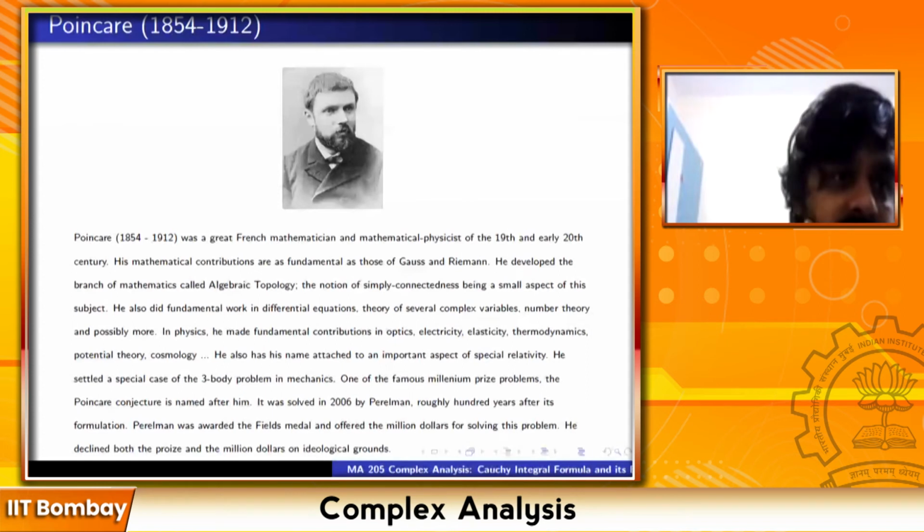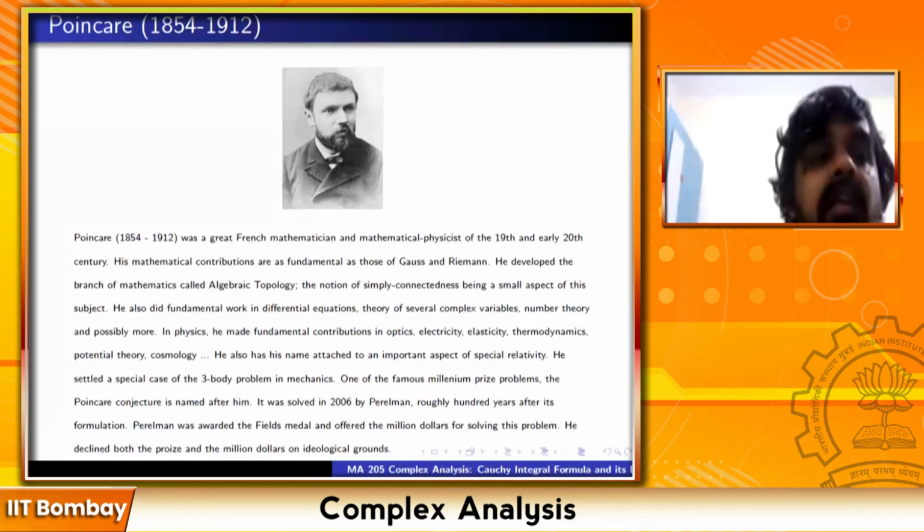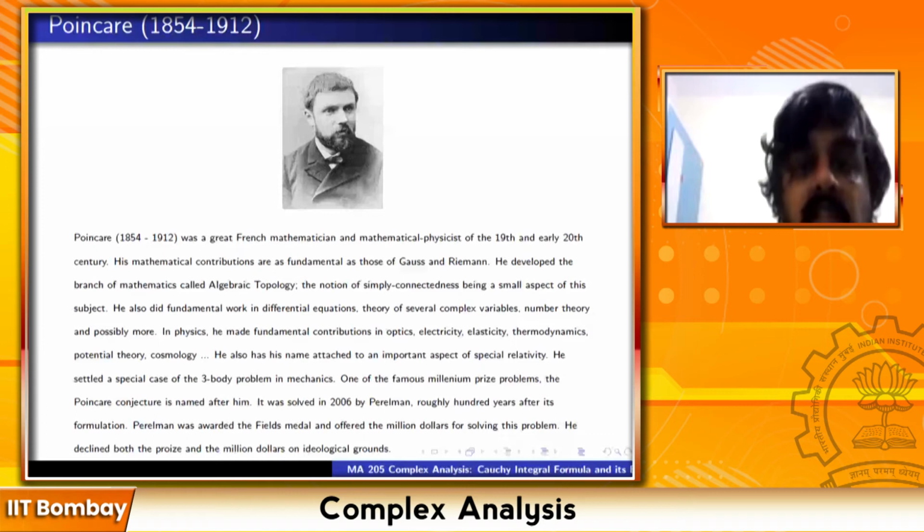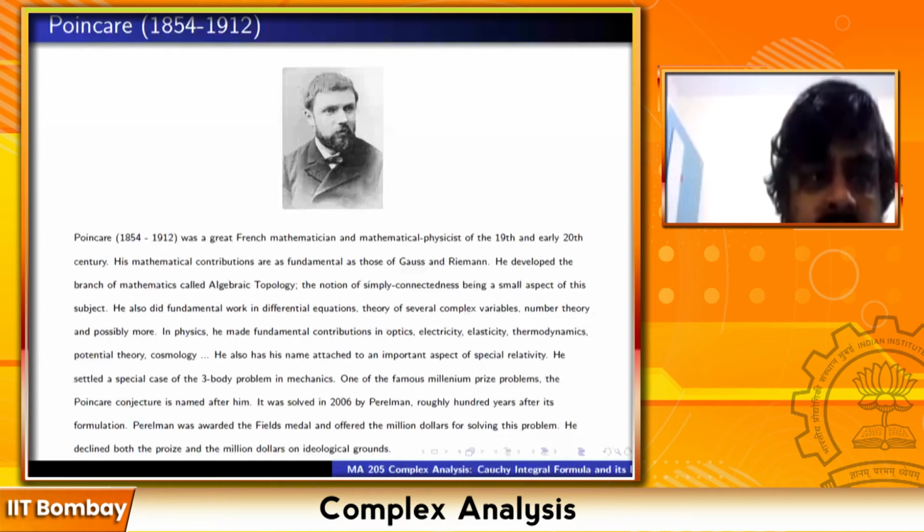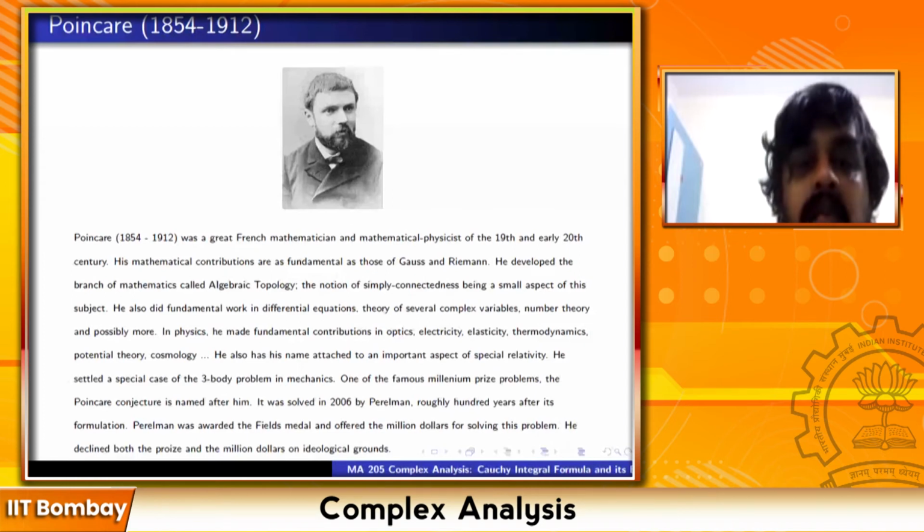So the mathematician for the day is Poincare. This is the period he lived, 1854 to 1912. He was a great French mathematician and mathematical physicist of the 19th and 20th century. He lived 12 years into the 20th century, but that's when he did his most important work. 1900 to 1912 was perhaps his most creative period. His mathematical contributions are as fundamental as those of Gauss and Riemann.